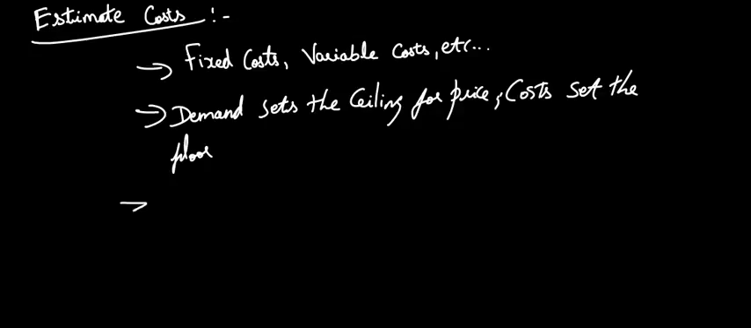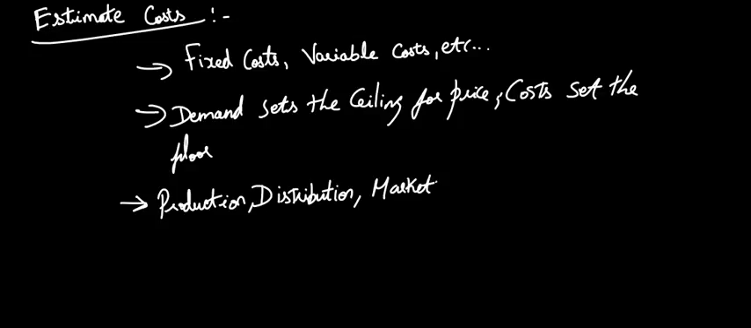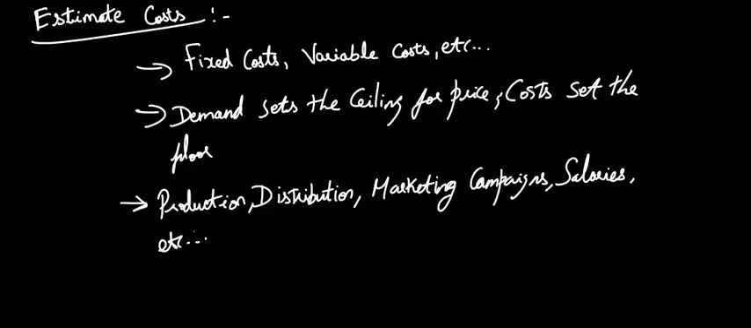The cost involved includes cost of production, cost of distribution, cost of marketing campaigns carried out, salaries given to the employees, etc. So when you take all these into consideration, the total cost can be arrived at, and it can help you in setting the price, which will give you a profit margin well above the cost incurred by you.